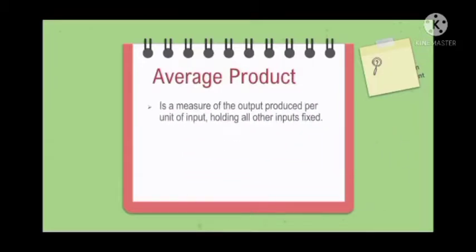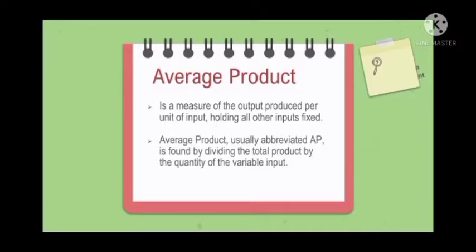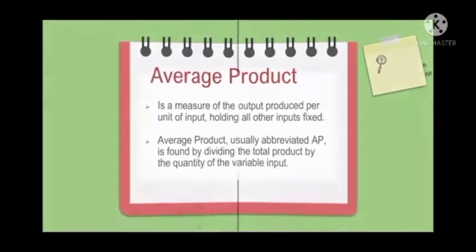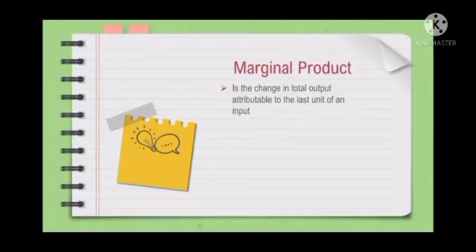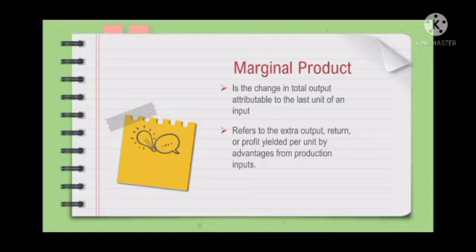It indicates how much output a firm can produce according to the laws of diminishing marginal returns. Average product is a measure of the output produced per unit of input, holding all other inputs fixed. Average product, usually abbreviated AP, is found by dividing the total product by the quantity of the variable input. Marginal product is the change in total output attributable to the last unit of an input. It refers to the extra output, return, or profit yielded per unit by advantages from production inputs.